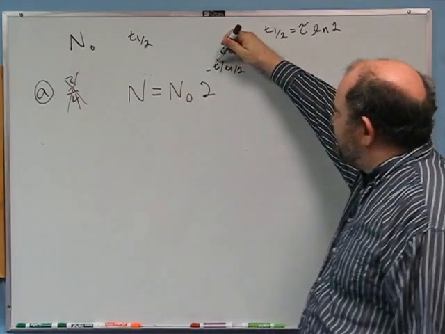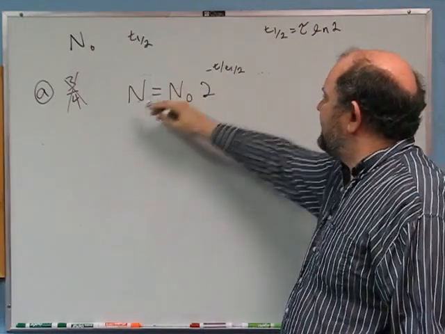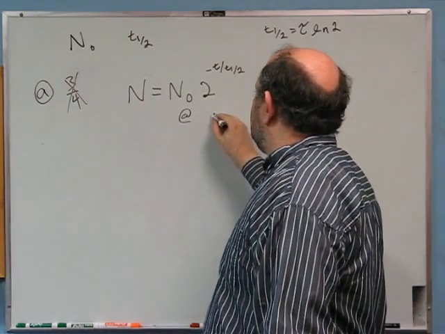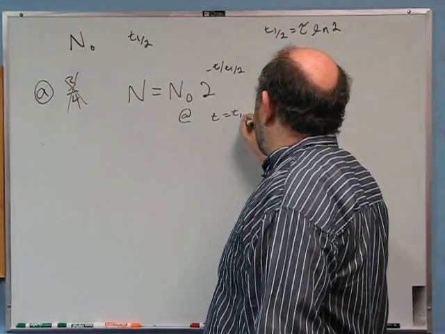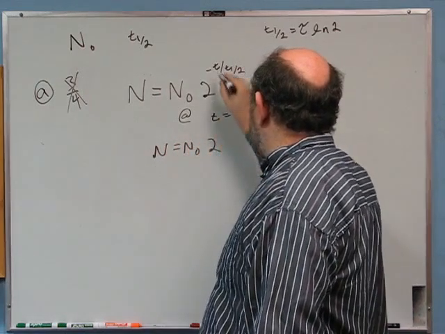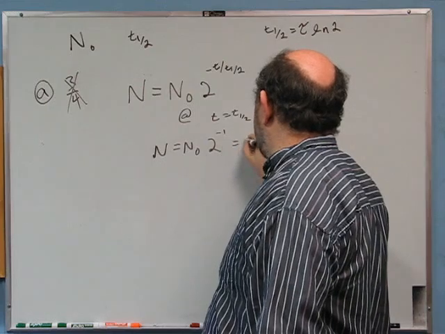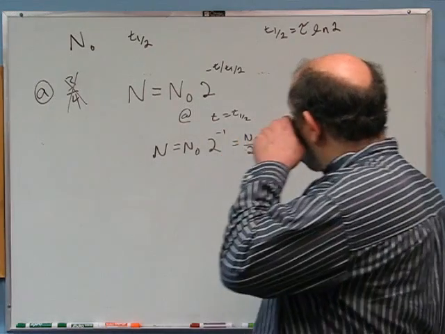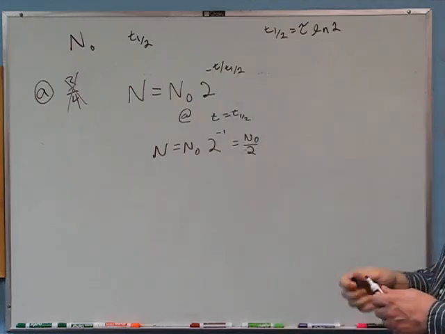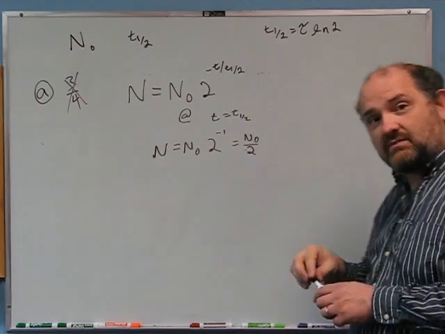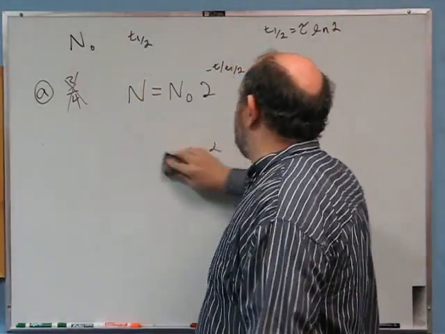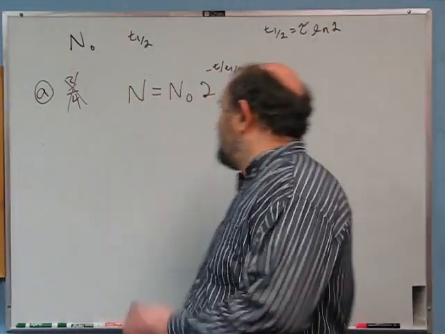And so if I plug in t1/2 for t, I get N equals N0 times 2 to the minus 1. So at t equals t1/2, N is equal to N0 times 2 to the minus t1/2 over t1/2, which is 2 to the minus 1, which is N0 over 2. And then that just works perfectly. So you can use this equation instead of the equation with the e if you want, with the half-life, except that then it'll turn into the other equation naturally anyway.